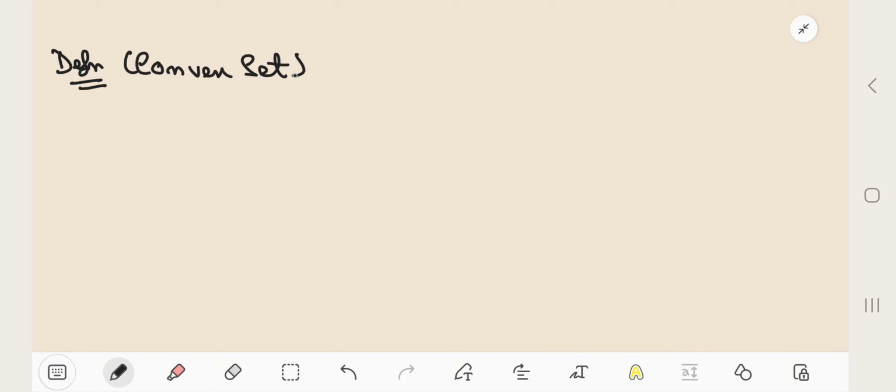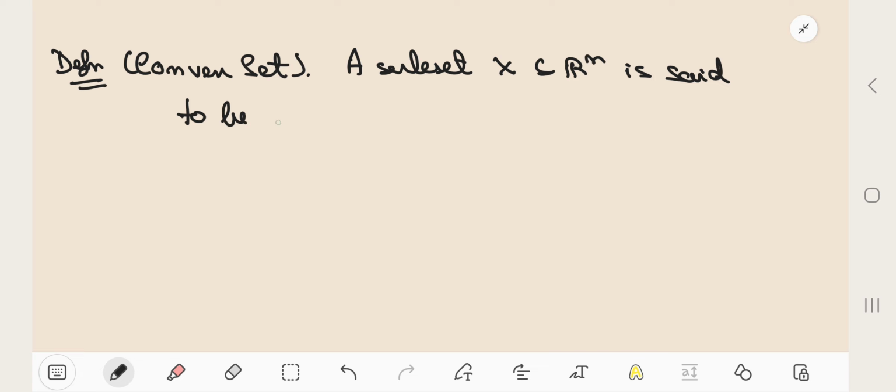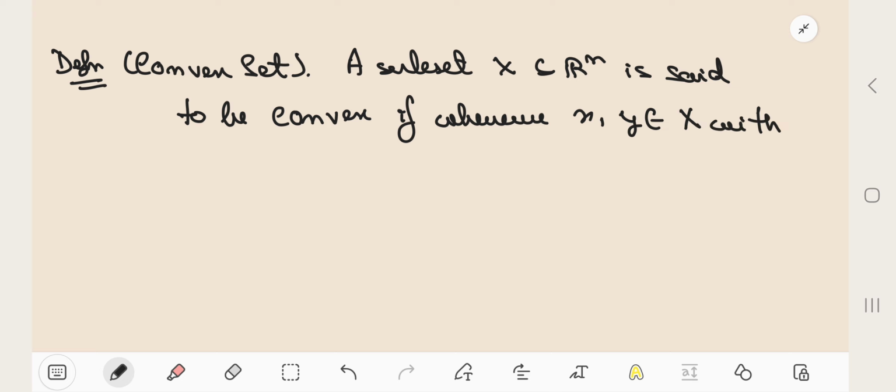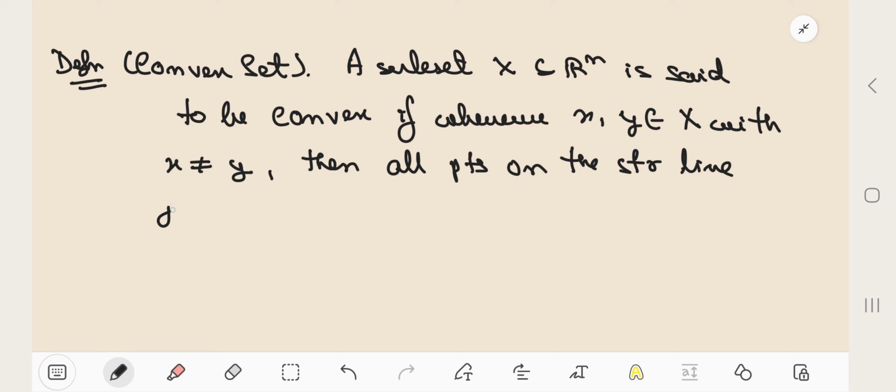So let me just define this simply. A subset X in Rn is said to be convex if whenever x and y are in capital X, it's better to choose them not to be equal to each other, then all points on the straight line joining them are also inside X.